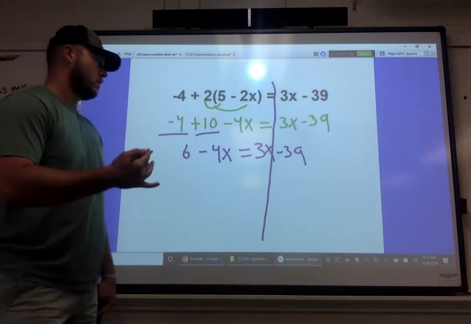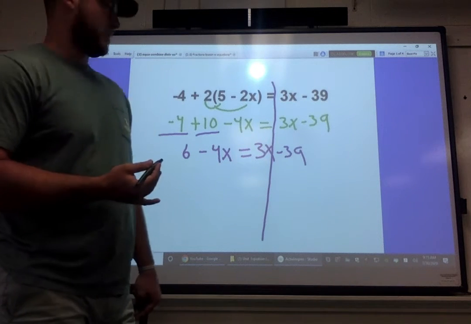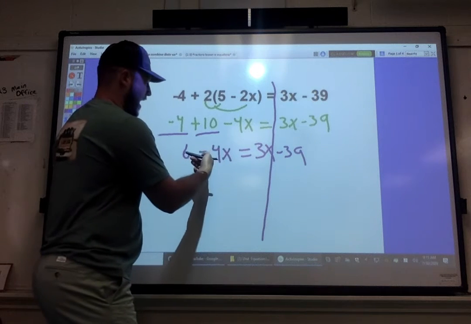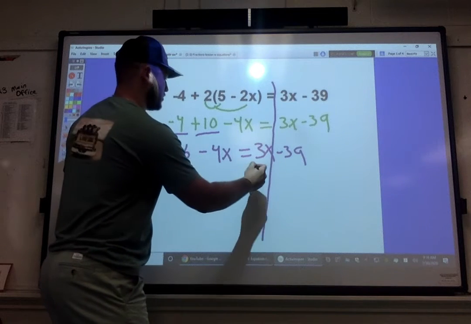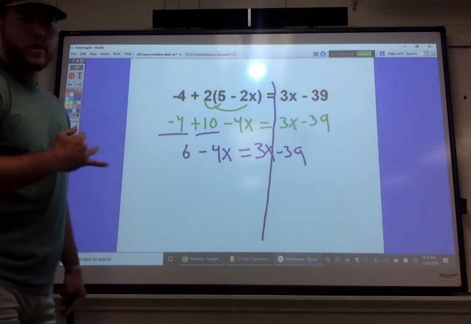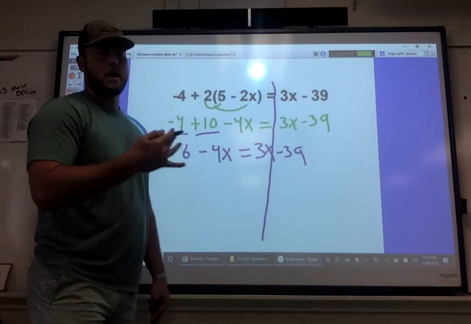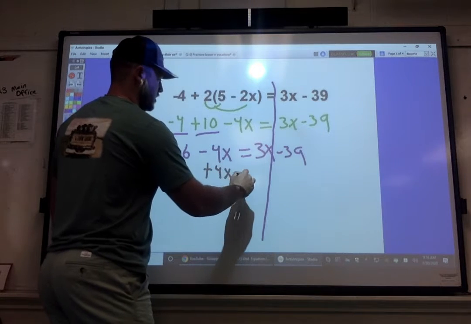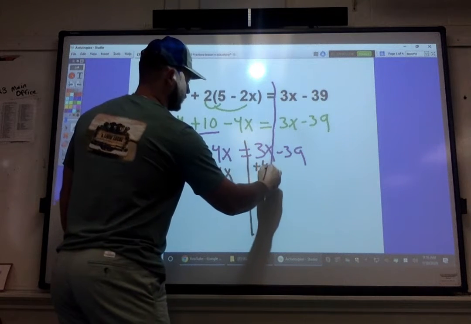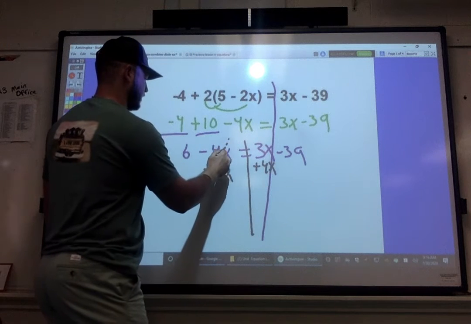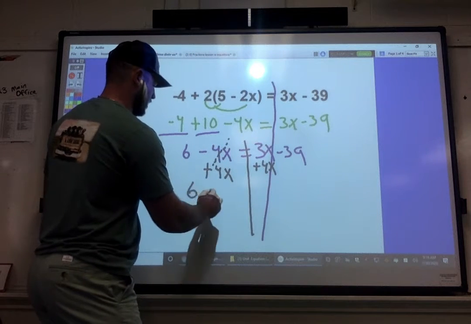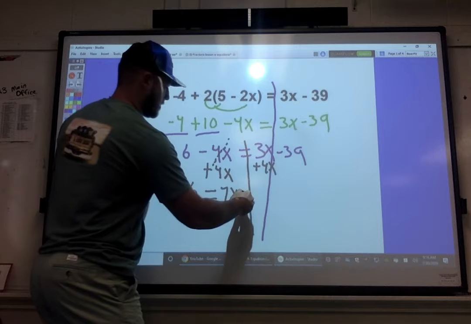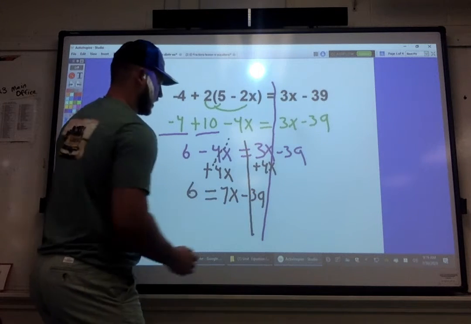So now I want to get my variables on the same side. I got a couple different options. I could add my 4x over here, or I could subtract this 3x to this side. Let's go ahead and just keep our variables, our x's positive, right? Let's keep them positive. So I'm going to add 4x to this side, right? So it goes away here. I'm just left with a 6, and then it's equal to, I've got a 7x now, 3x plus 4x, and then a minus 39.